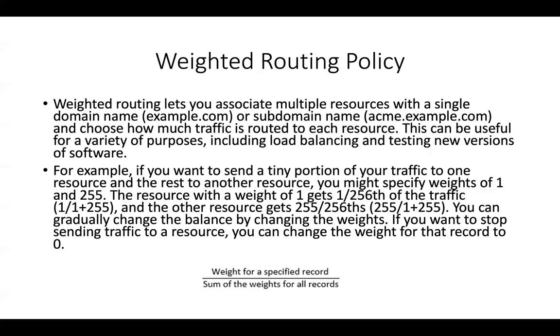So you can specify the weights from 1 to 255. So the resource with the weight 1 gets 1 out of 256 of the traffic, and the other resource gets 255 out of 256 of the traffic. So you can gradually change the balance by changing the weights. And if you want to stop sending traffic to a resource, you can always put a 0 for the weight for that respective resource, right? So that means all of your traffic will be sent only to that respective environment. That could be the latest version of the environment that you would like to serve your end users, right?